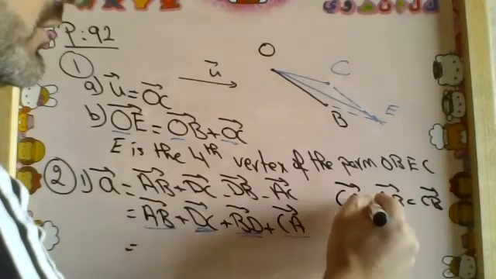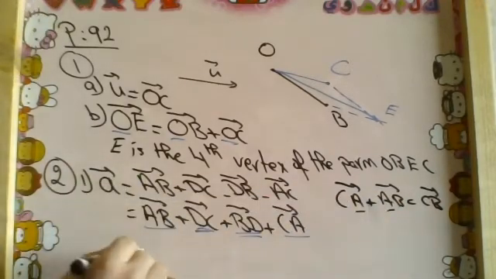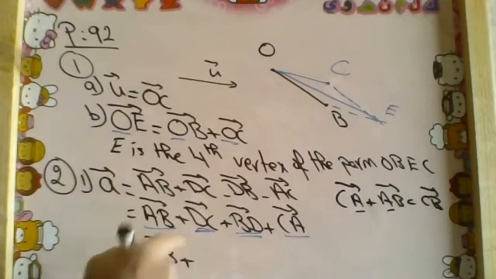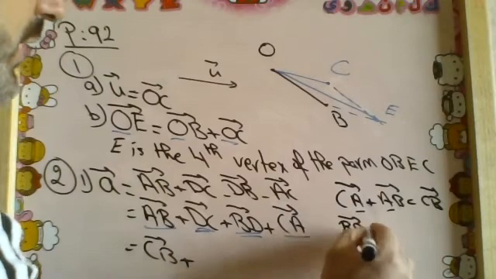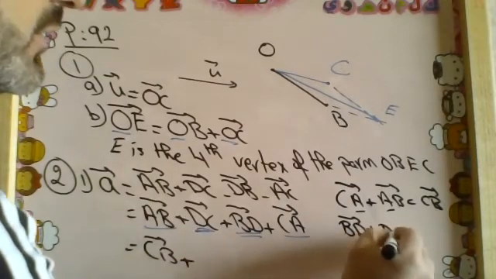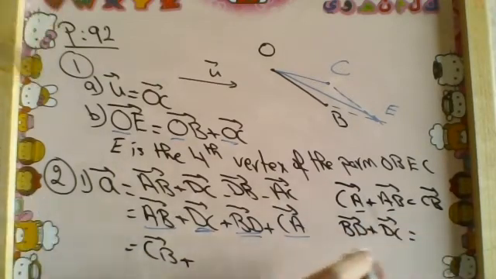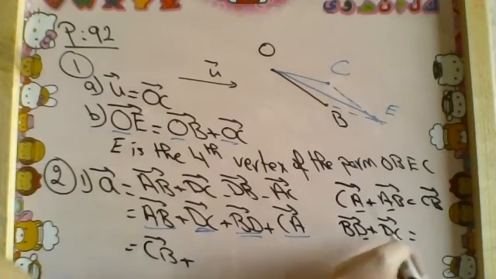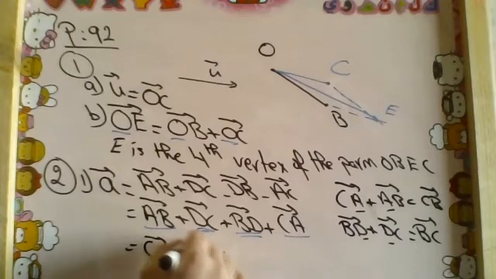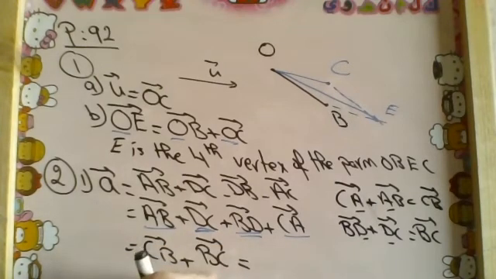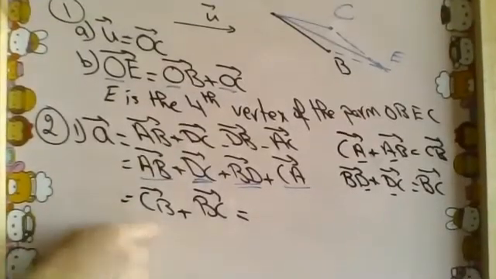Okay? And the answer is CB. Plus for this we have BD plus DC. The answer is BC. Now CB plus BC. Zero vector. Zero vector.